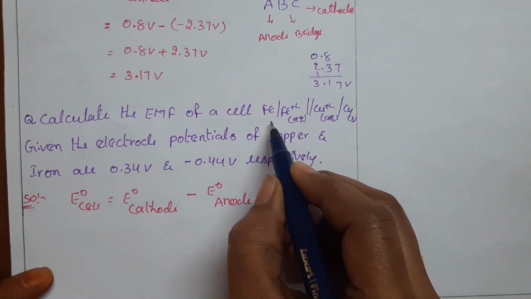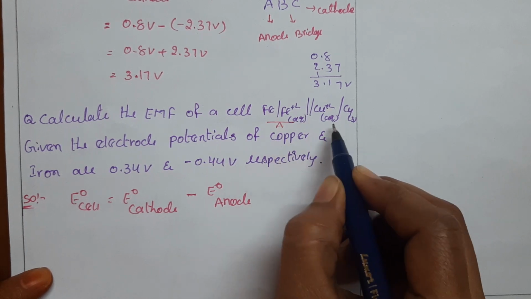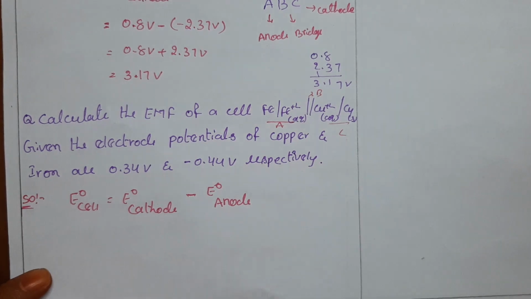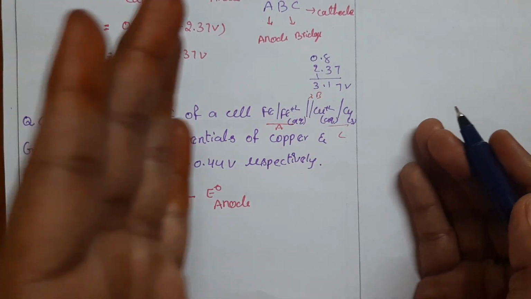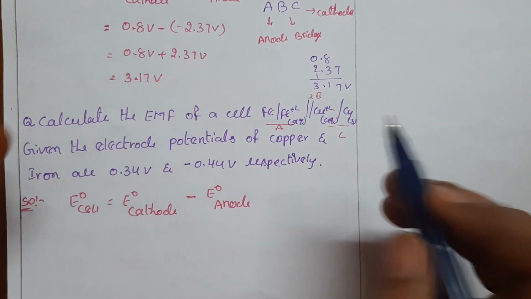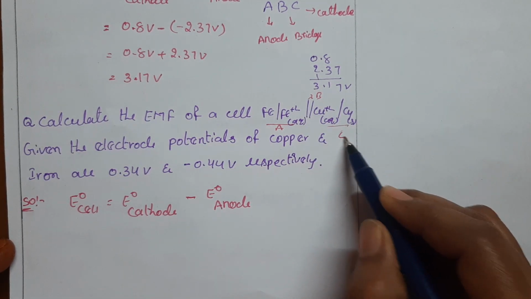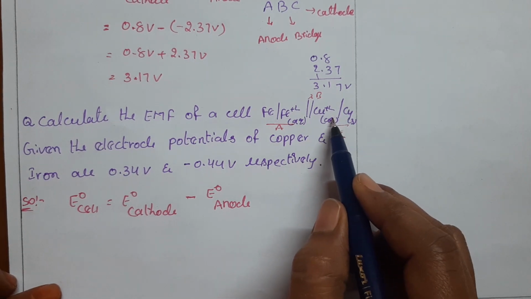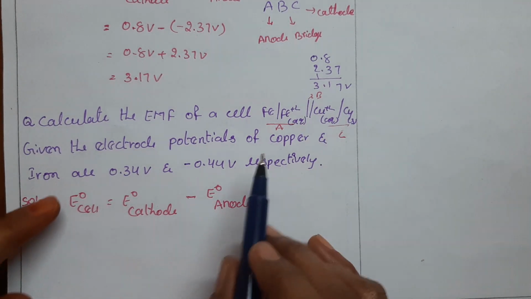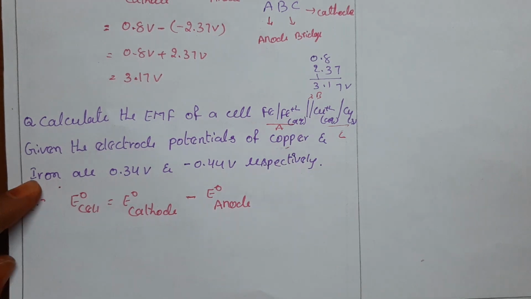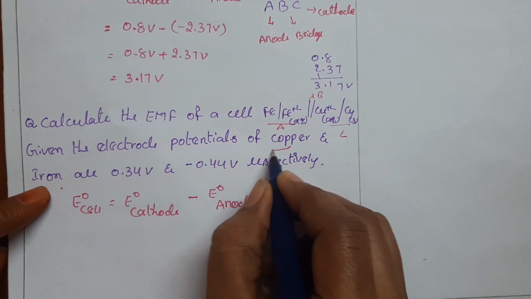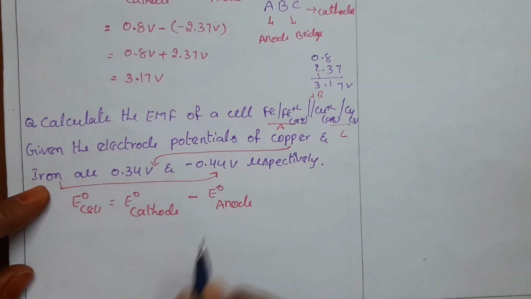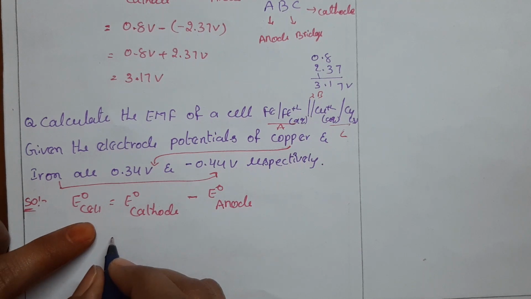As I already told, first we represent the anode, and the next part is the bridge. The double line represents the bridge, and the right hand side part is called the cathode. The left hand side part is called the anode, the bridge is in the middle, and the right hand side part is called the cathode. So for the cathode we should identify the E0 copper value. The values of copper and iron are given. The value of copper is 0.34 and the iron value is minus 0.44.